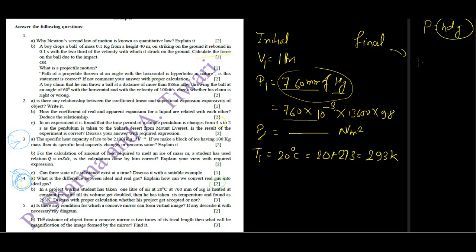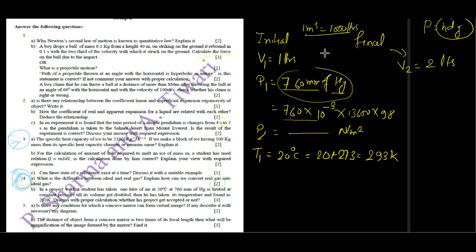Now for the final condition, it is given that volume is doubled. That means the initial volume is 1 liter, so you can write here 2 liters. I have not converted this volume into meter cube. You can convert it if you like, because it will cancel out itself. That's why I have placed it as it is. If you want to convert, then you can use the relation that 1 meter cube is equal to 1000 liters.